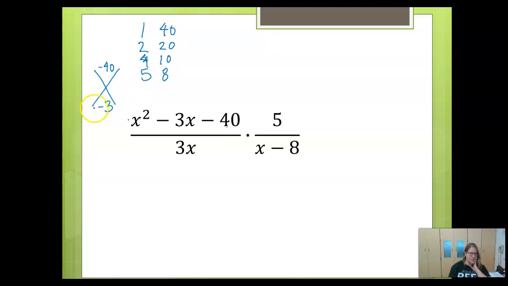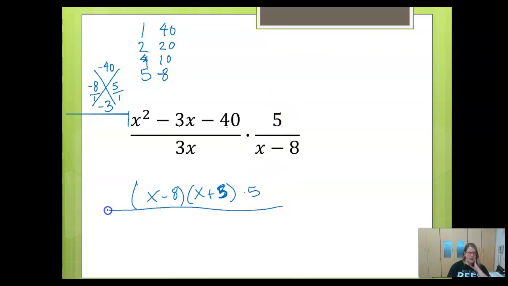My difference is a negative number, which means I know the bigger number here is going to need to be negative. So my 2 factors are negative 8 and 5. I always want to divide my factors by a, but a is 1 in this case, so it's not going to change anything. So this top part is going to factor to x minus 8 times x plus 5. Okay, and then I'm going to multiply that by this 5.